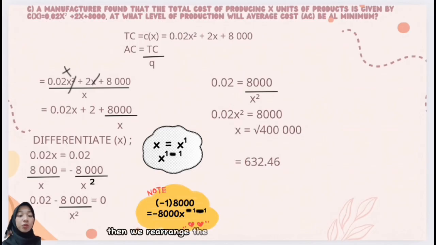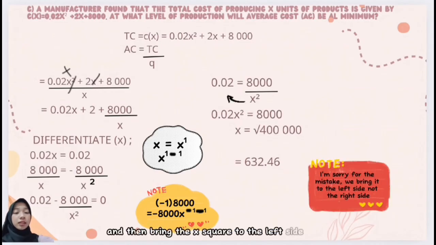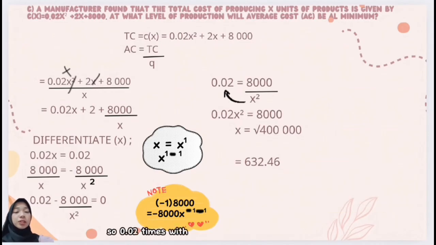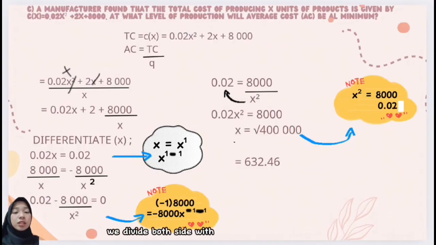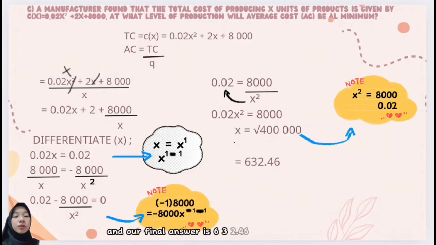Then we rearrange the equation. So, 8,000 divided by X squared equals 0.02. Then bring the X squared to the right side, so 8,000 equals 0.02 times X squared. Next, we solve the equation to find X. We divide both sides by 0.02 and we will get X squared equal to 400,000. To get X, we need to take the square root of both sides. And our final answer is 632.46.